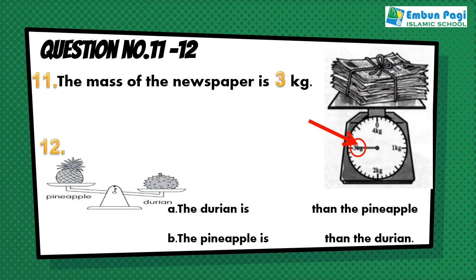Question number 12. For this question, please take a look at which pen is down or which pen is up. If the pen is down, it means that the object is heavier, and if the pen is up, it means that the object is lighter. So we can answer the question. The durian is heavier than the pineapple, and the pineapple is lighter than the durian.